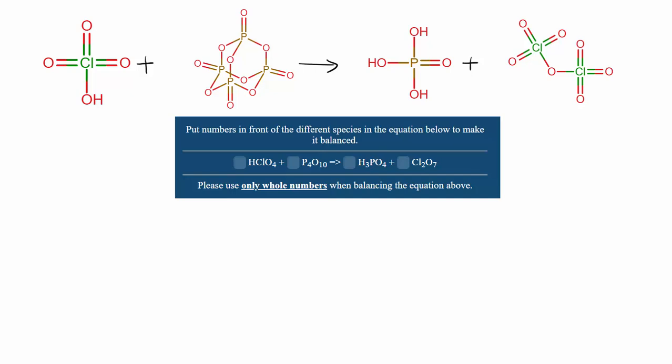So what we've been asked to do here, so we've got this reaction. We've been told that perchloric acid, which we've got here, reacts with phosphorus pentoxide, and that produces phosphoric acid and dichlorine heptoxide, right? And we've been asked to balance it, and the question also specifically specifies that we should use only whole numbers when balancing the equation, right?